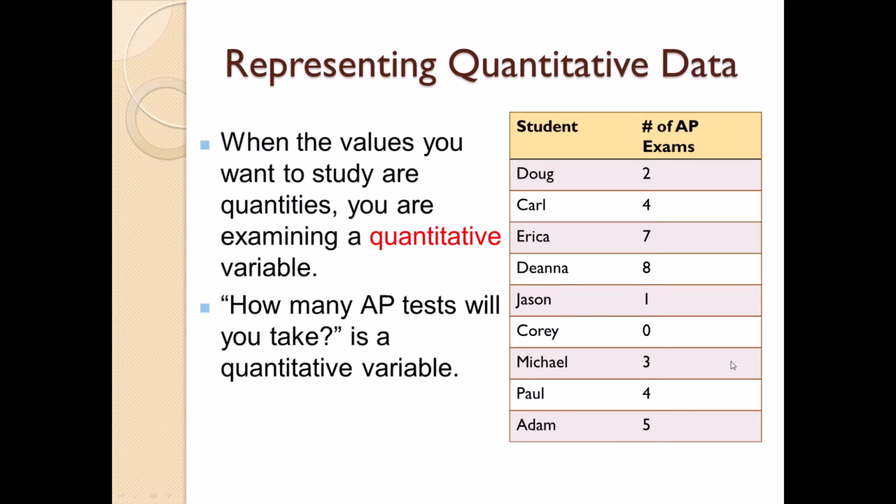In quantitative data, we're just concerned with getting numbers of things. For example, here we have numbers of AP exams. That's just a single category, and we're looking at how many of them had 0, how many of them had 1. So we had 0 at a frequency of 1, we had 1 at a frequency of 1, we had 2 at a frequency of 1, we had 4 at a frequency of 2, and so on. So there's your representation for quantitative. This is a frequency distribution. That's what we called it.